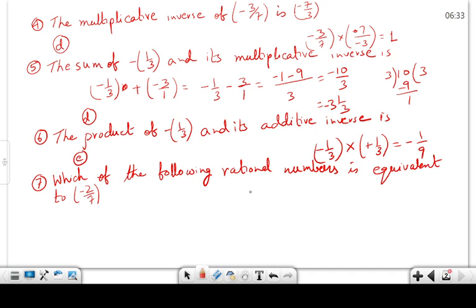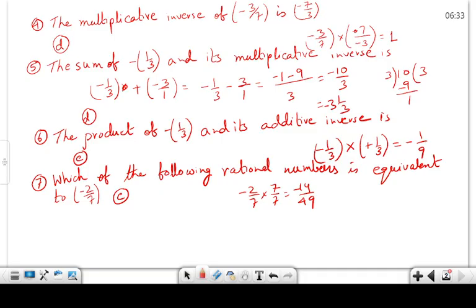Here you see equivalent number, that is minus 2 by 7. If you multiply both numerator and denominator with the same number, then you will get the equivalent. Therefore, if you multiply by 7, then we are getting minus 14 by 49. And here the option is C. Therefore, the correct option is C.